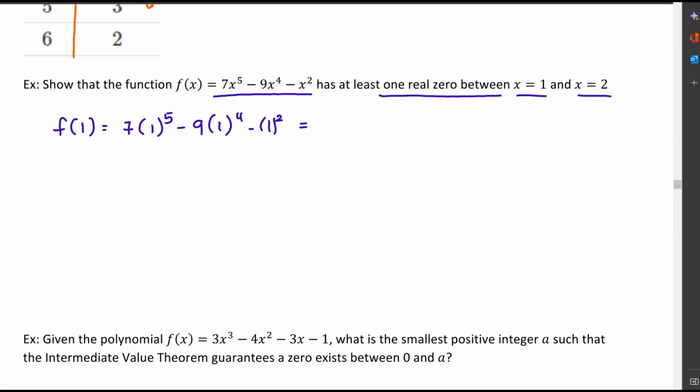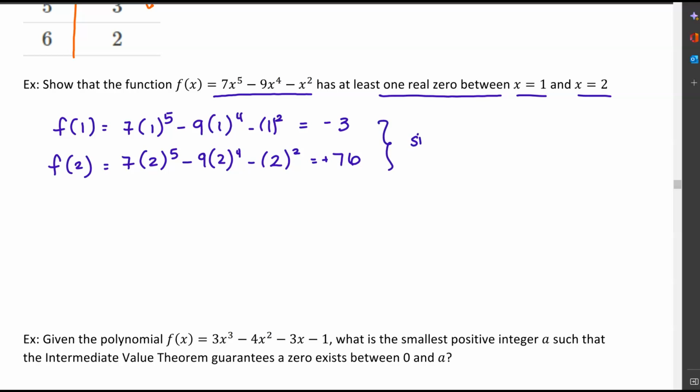Okay, so when we plug that into our calculator, we do get a negative 3. And then we go f of 2, let's plug in 2, so 7 times 2 to the 5th power minus 9 times 2 to the 4th power minus 2 to the 2nd power. Alright, and so then we get 76. But this is a positive 76.